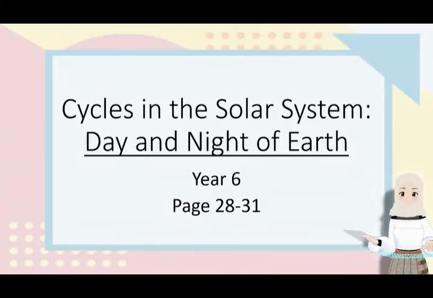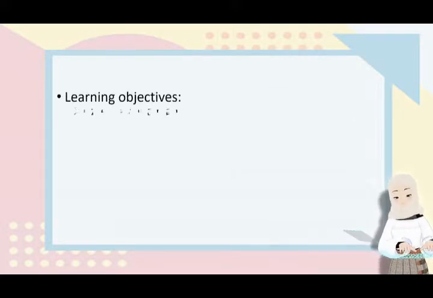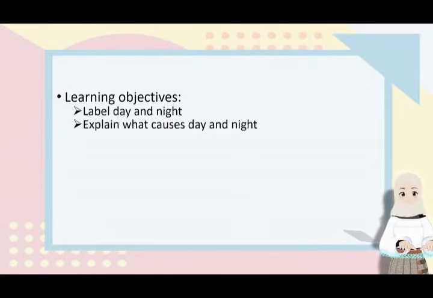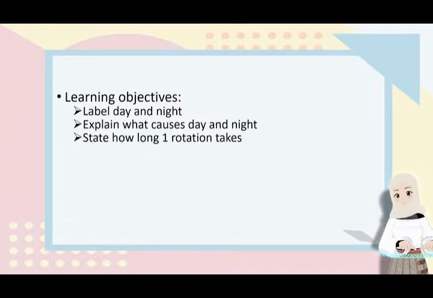Hi, Year 6. Today we're going to learn about the day and night of Earth. So this is in page 28 to 31 of your textbook. So your learning objectives is to label day and night, explain what causes day and night, and state how long one rotation of the Earth takes.